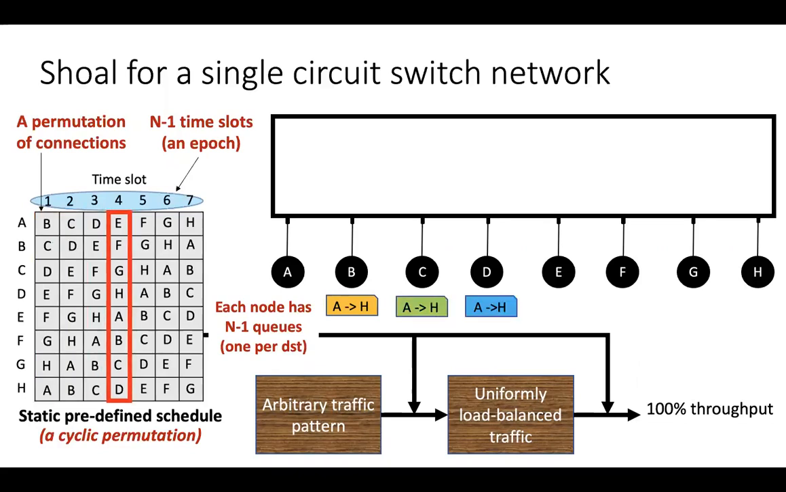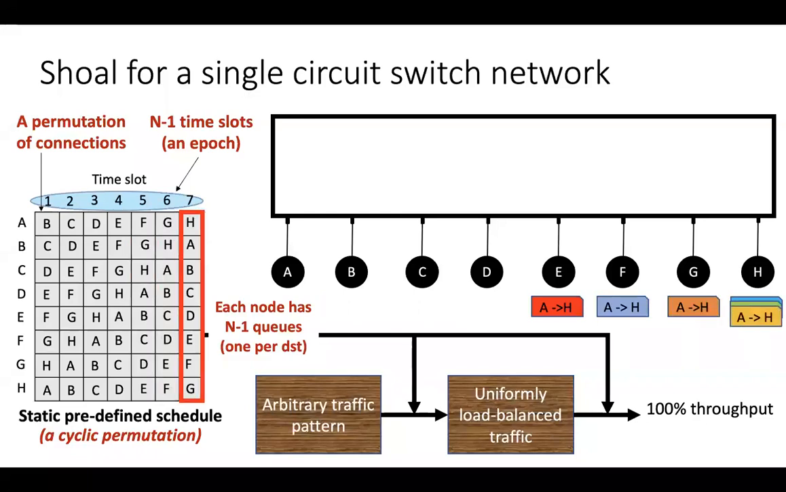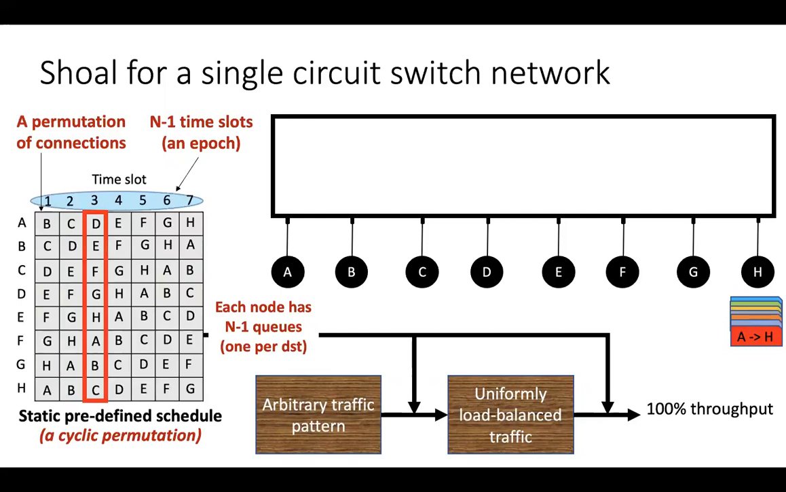Now in the fourth time slot, node A connects with node E, but also node D connects with node H, which is the final destination. So in this time slot, both stages of Shoal happen in parallel, which is to say that node A sends a packet to node E while node D forwards the packet to the final destination H. A similar thing happens over the next time slot and the time slot after that, and H keeps receiving a packet in each time slot and you get 100% throughput, which is great.